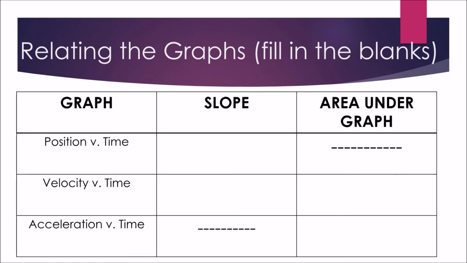On a position versus time graph, the slope is equal to the velocity. On a velocity versus time graph, the slope is equal to the acceleration. This is because the slope shows you how fast something is changing. And the rate of change of position is the velocity, and the rate of change of the velocity is the acceleration. The area under the graph for a velocity versus time graph is the total displacement. And the area under the graph for an acceleration versus time graph is the average velocity.